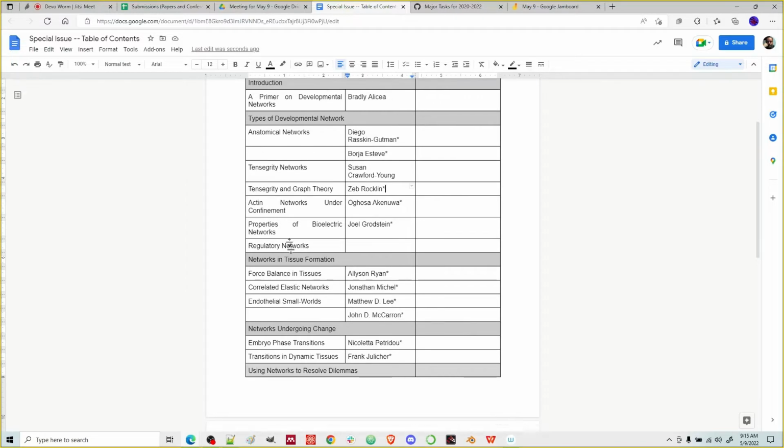So then that would be probably something targeting that. I mean, there could be a specific paper, or the way some of these special issues usually work is they give an overview and they say, well, we cover this topic and these papers cover this topic. But yeah, it would be good if we could get a regulatory networks paper.